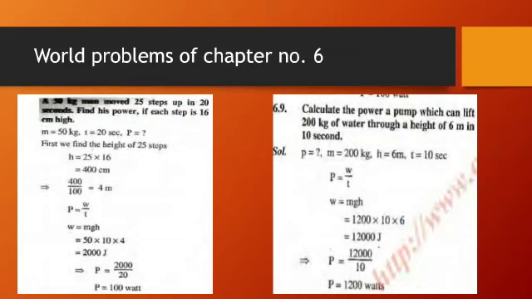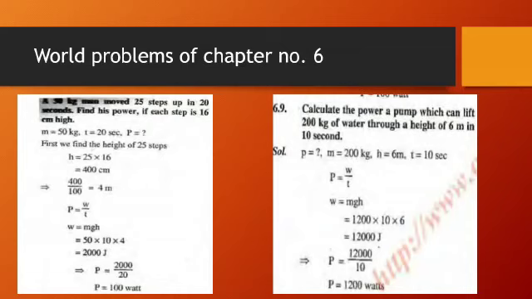Now by using the formula, power is equal to work done over time. Work done is mgh because he is changing his position. That's why we have used mgh here. Work done is in shape of potential energy. So 50 into 10 into 4 will give you 2000 joule, and power is 2000 over 20, because power is equal to work done over time, so you'll divide 2000 by 20 and you'll get 100 watts.